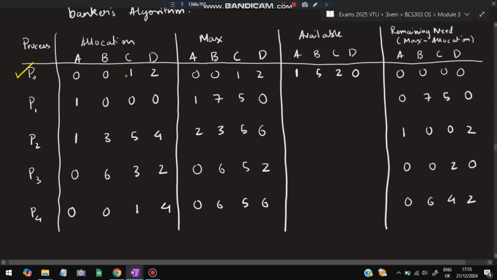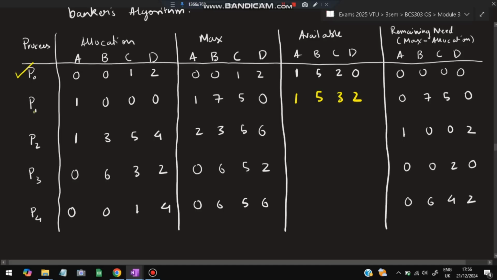When it releases these resources, they get added up into the available. So when 1 gets added here, this will become 3, and when 2 gets added here, it will become 2. So it will become 3 and 2. Currently I have 1, 5, 3 and 2. This is my available resources. Next I'll check in the sequence.